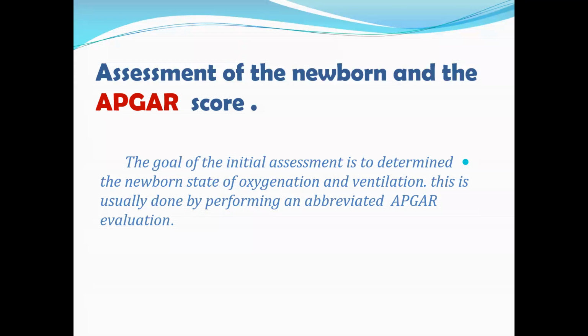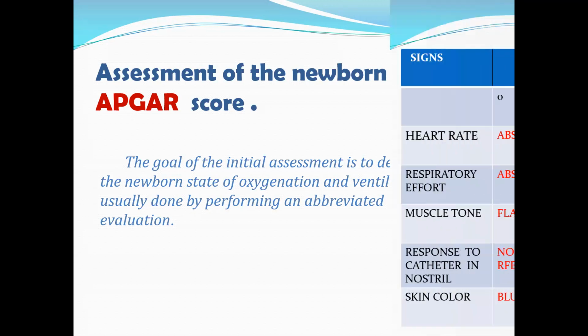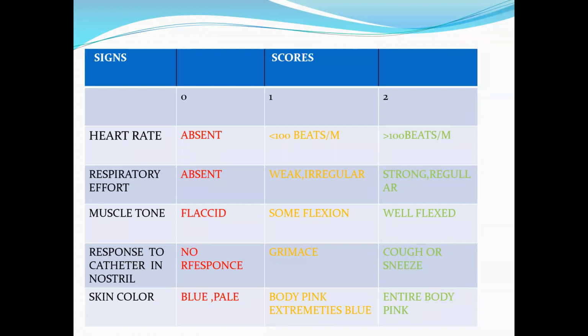APGAR score evaluation. The APGAR score is composed of five letters. Each of these letters represents a certain word. For example, A for appearance of the newborn, P for the pulse, G for grimace or response to the catheter, A for activity, and R for respiration. So this table represents the APGAR score. We have five variables or five signs that should be checked immediately after birth. So heart rate, respiratory rate, muscle tone, response to the catheter, and skin color; these should be assessed immediately.